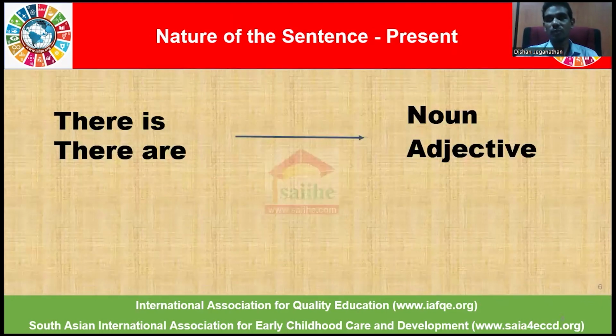So today's lesson, we are going to discuss there is and there are in present tense. As we all know, is is used to represent singular and are is used when we talk about plurals, which is followed when you make a sentence. This will be followed by a noun. You could also add an adjective to describe the noun.